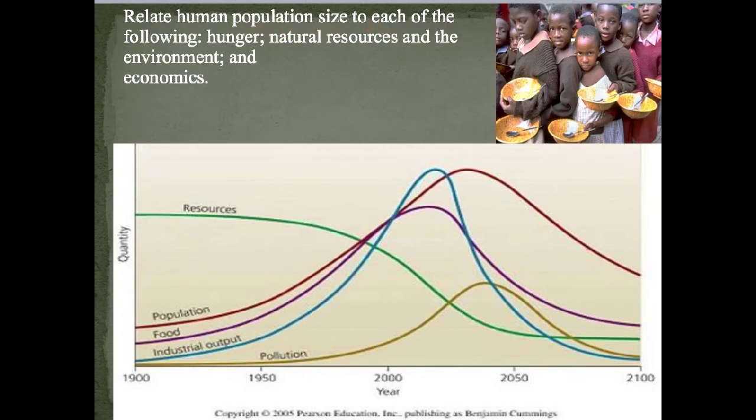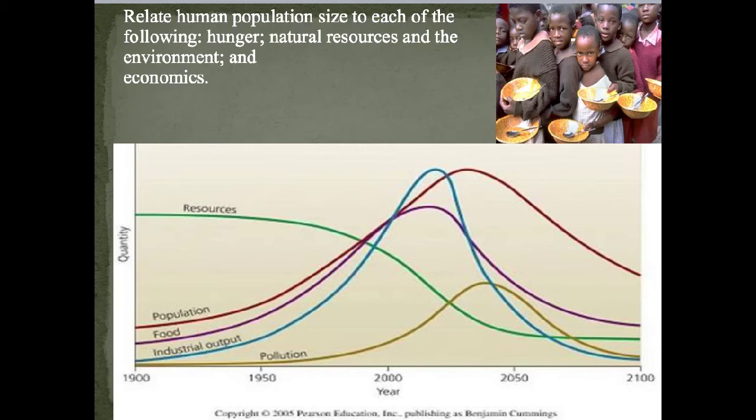Relate human population size to each of the following: hunger, natural resources, environment, and economics. So if you look here at green, the resources, and our population is red, as population increases, what tends to happen to our resources? Yeah, they tend to decrease. Reason why you might be seeing some of those gas prices increase or price of gold increase. Alright, as it decreases supply, it increases demand.